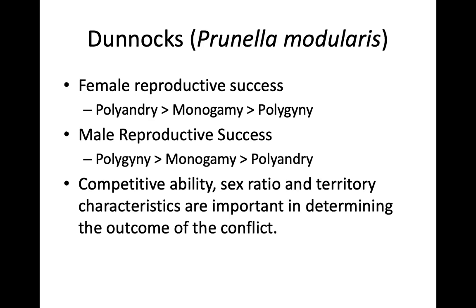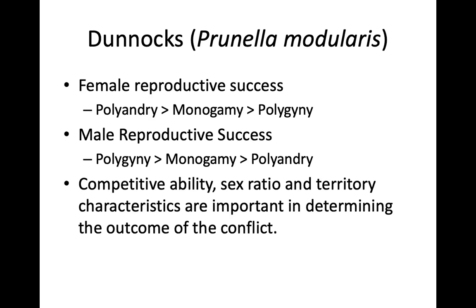So let me do it this way. The male to female ratio is, let's say, 3-to-1. What would you expect? Polyandry. Yeah, you would expect polyandry. If it's flipped, one male to every 3 females, what would you expect? Polygyny. Polygyny, obviously.